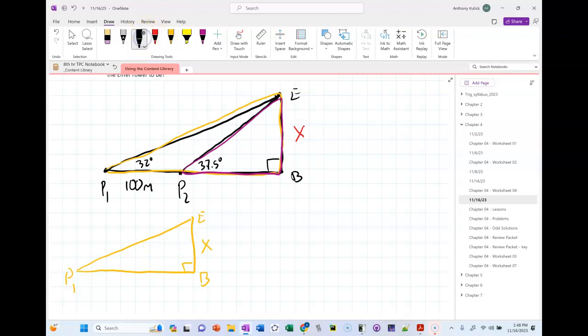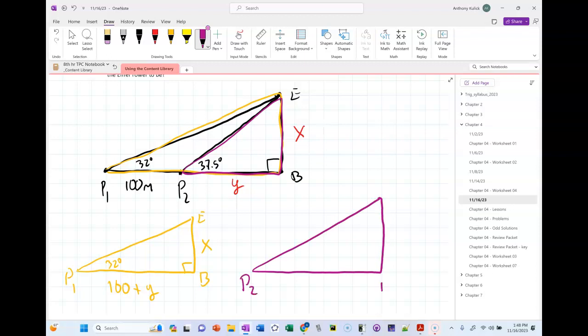Now, I need something to go here, right? We don't know how far it is from P2 to B. Seems like I'm going to need that. I'm going to give it a name. I'm going to call it Y. So how far is it from P1 to B now? What should that label be? 100 plus Y. Absolutely. And that's 32 degrees. So far, so good.